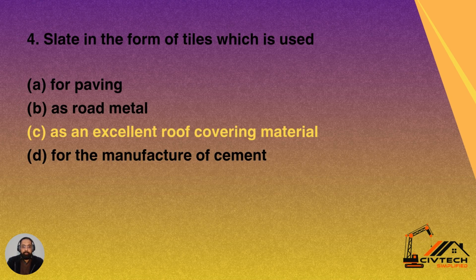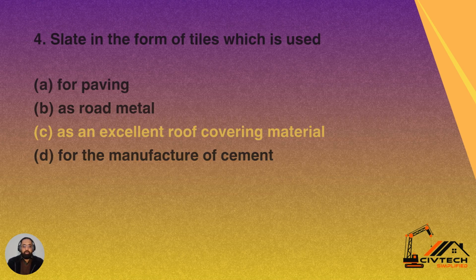Then we have slate in the form of tiles. Slate in the form of tiles is used: option A, for paving; option B, as road metal; option C, as an excellent roof covering material; and option D, for the manufacture of cement. So slate in the form of tiles is used as an excellent roof covering material. So C is the correct answer for this question.